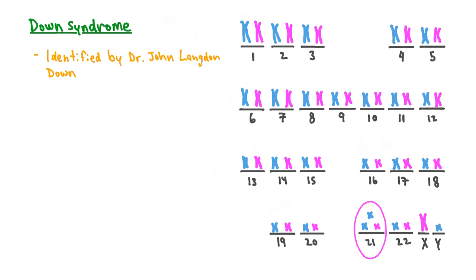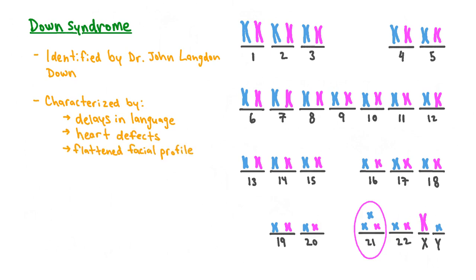So these individuals have a total of 47 chromosomes rather than 46. Having an extra copy of chromosome 21 often causes different physical and mental traits associated with the syndrome. These include delays in language development, heart defects, a flattened facial profile. Individuals with Down syndrome are generally shorter in height, have short, broad hands, and have issues with learning. With appropriate support, most adults with Down syndrome are able to have a high quality of life and live independently.